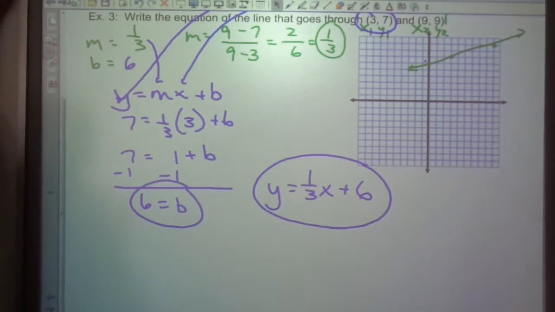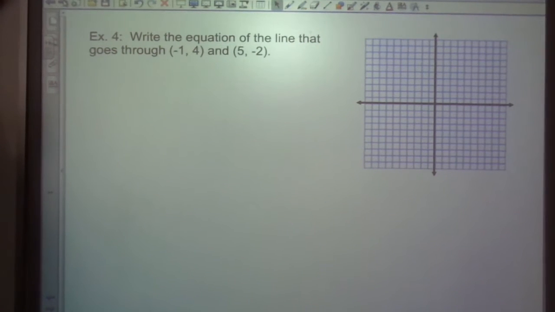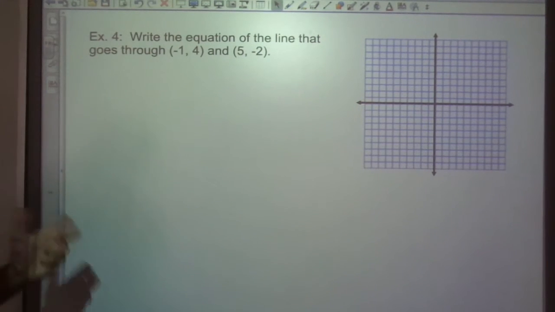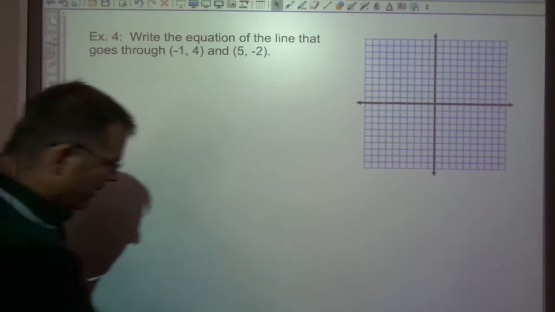Okay? One example for you to try. Check in your notes, try this one, pause the video, see if you can do it and get it right, and then restart it and hear the answers. Pause, and play. Here we go.